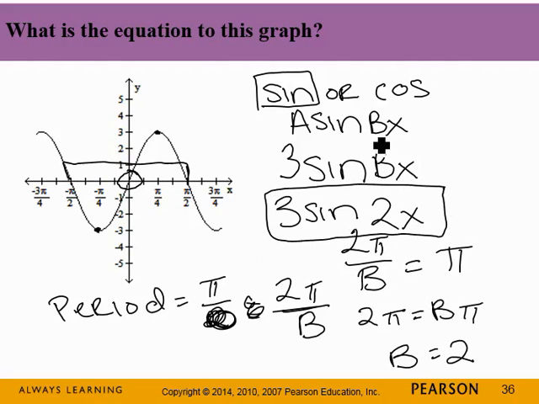So in this case, I'm not going vertically or horizontally, so you want to think it starts at 0, so it's sine. My max is 3, so it's going to be 3 sine, and then my period is pi, and I know you find your period by doing 2 pi over b, so you solve your equation for b.